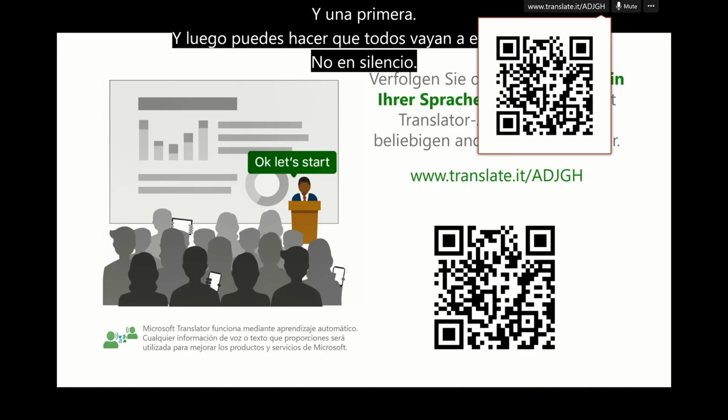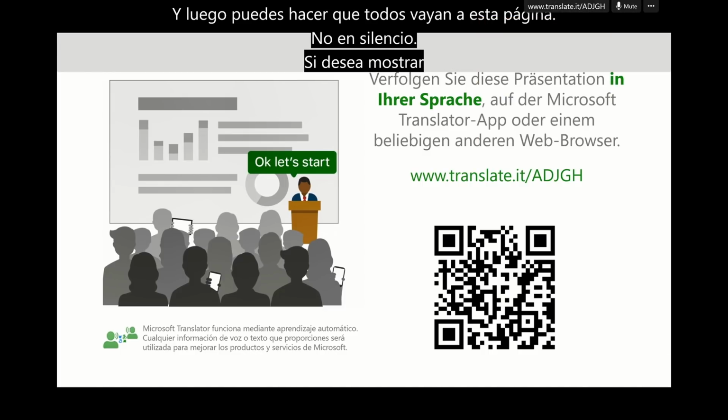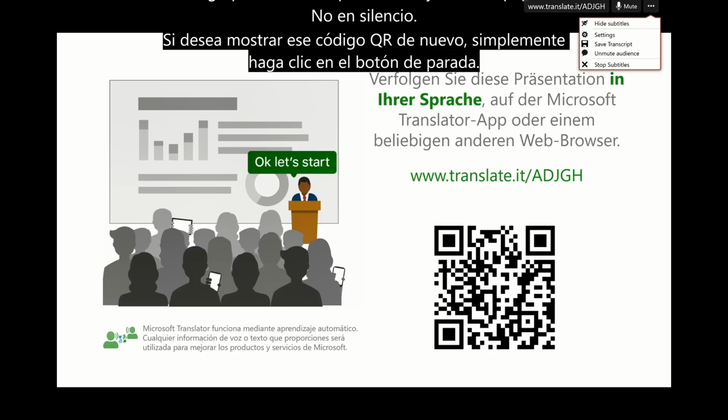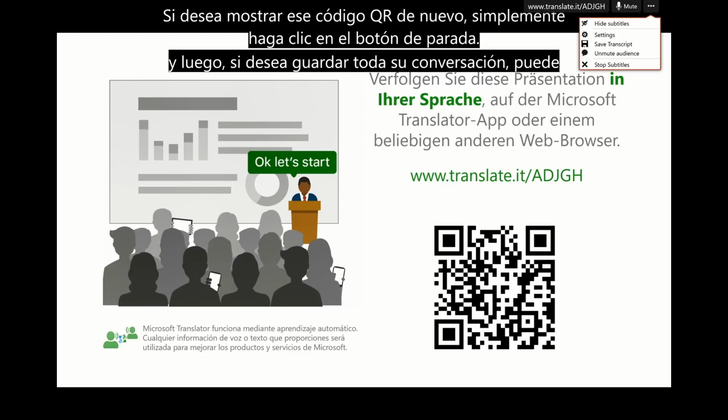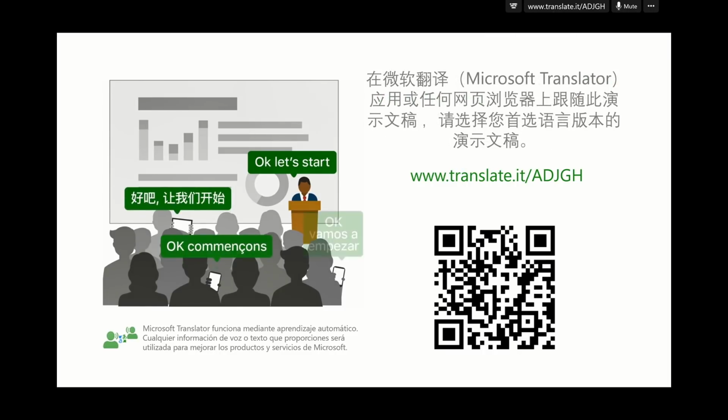If you want to show that QR code again, you just click on this top button. And then if you want to save all of your conversation, you can hit Save Transcript. You can hide the subtitles if you don't want them to show up. You can control where the subtitles show up on your page. So you can have them on the top or on the bottom.